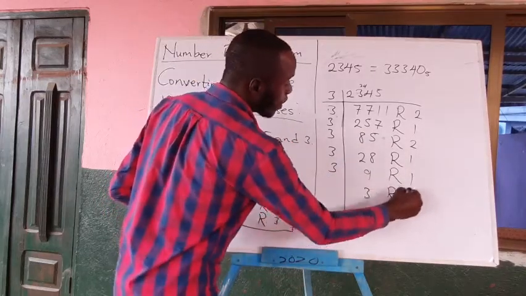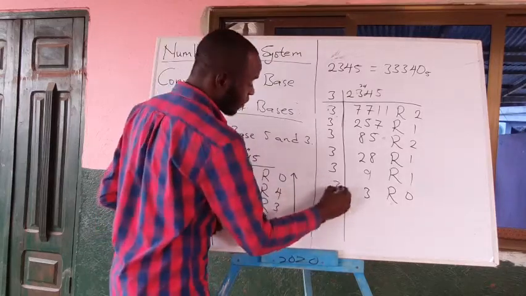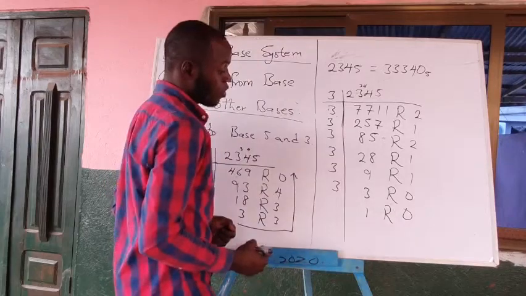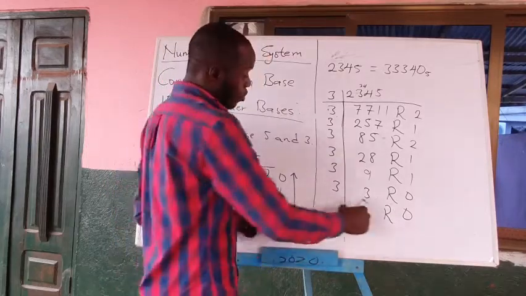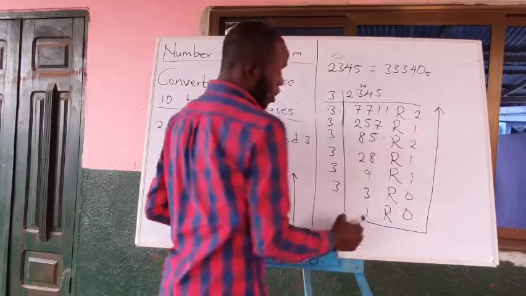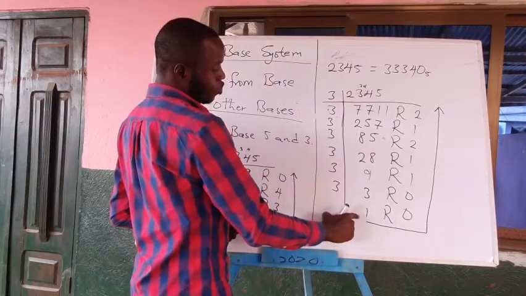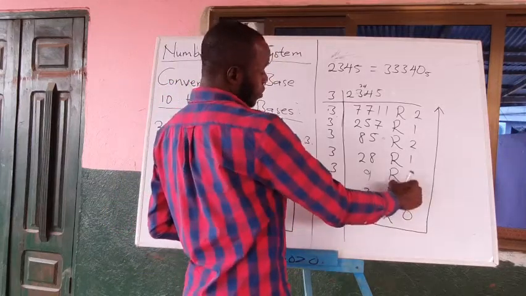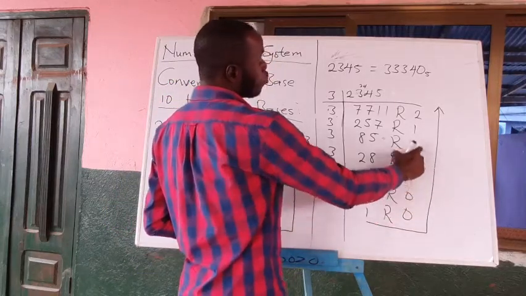3 times, remainder 0. Now we have 3 again. 3 will go into 3 how many times? 1 time, remainder 0 again. So now 3 will go into 1, no, remainder 1. So this will be the end. Now we take our solution from here. So we have 1 0 0 0 0 0 1 1 2 1.